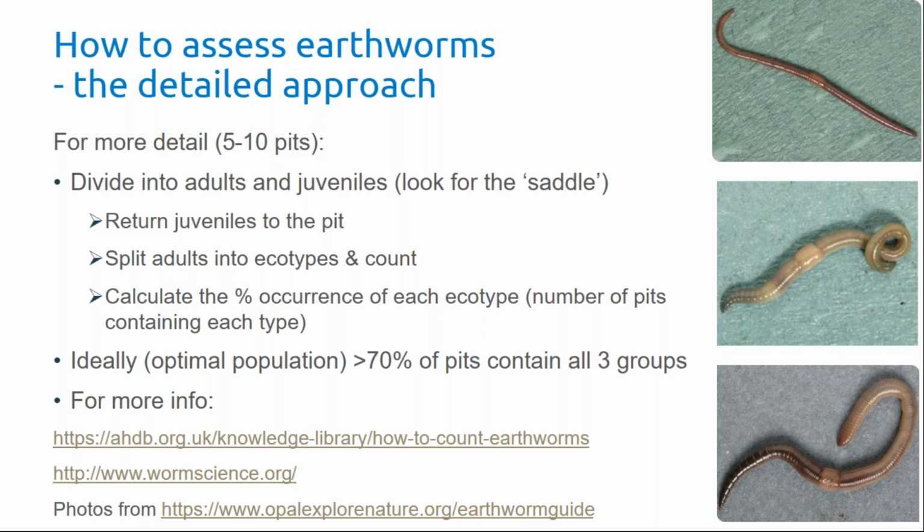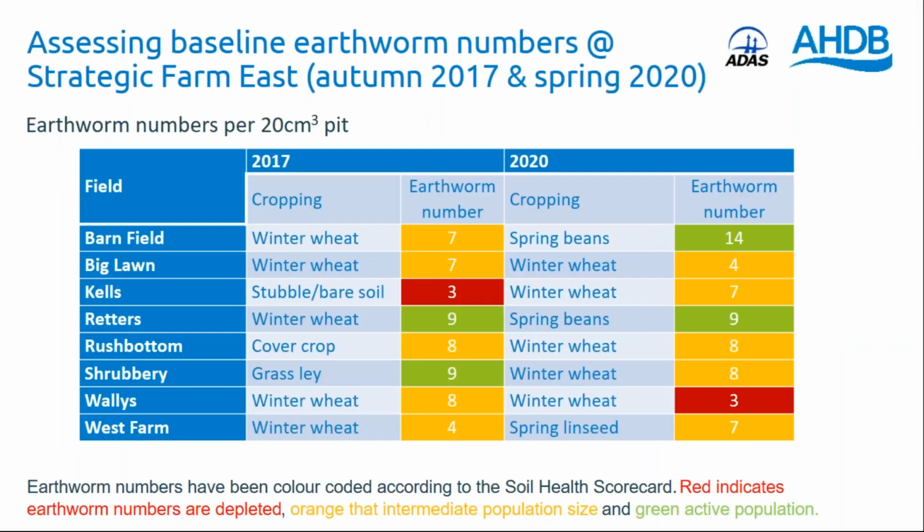And as outlined at the beginning and at the end, there's some really good guidance online and on the AHDB website to help you do that, including an assessment sheet that you can fill in as you go along. If you move to the next slide, just to give an example of how we've been doing that, alongside the soil structural baseline assessments we've done at the Strategic Farms, we've done an earthworm count. These are the results for the East, Brian Barker's fields, 8 of his fields.